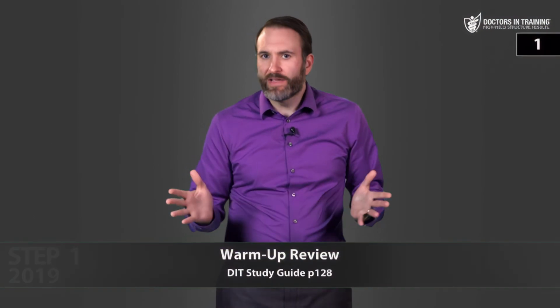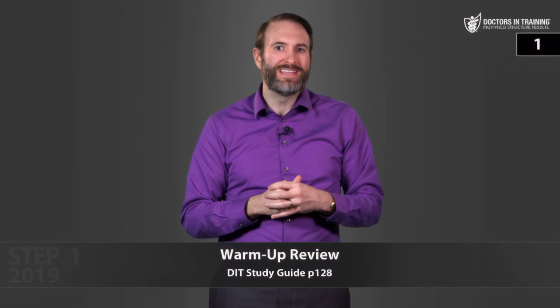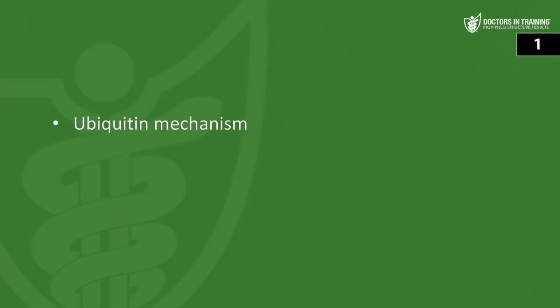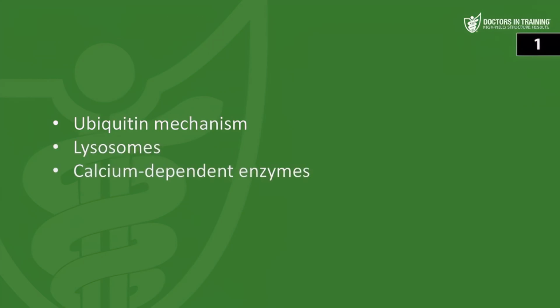Let's get going. What are the three different mechanisms that cells employ to break down proteins? So there's the ubiquitin mechanism with ubiquitin protein ligase. Proteins can be broken down in the lysosomes, and then there are calcium-dependent enzymes as well.